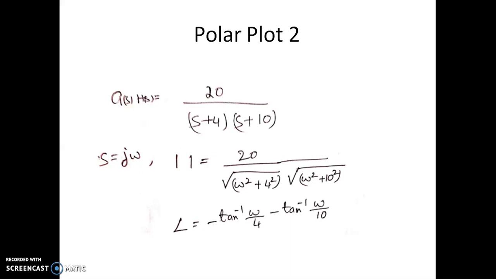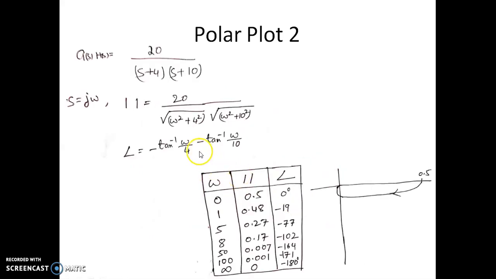This is the magnitude expression. In the denominator we have the square root of omega square plus 4 square. Similarly we have it for the second term. We have the phase equation, which is minus tan inverse of the imaginary by the real value, and again minus tan inverse of omega by 10. So this is the magnitude and phase equation.